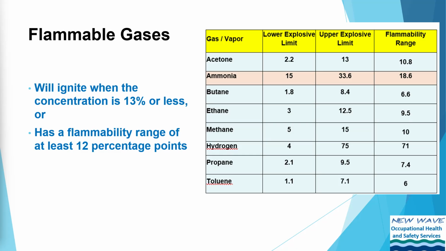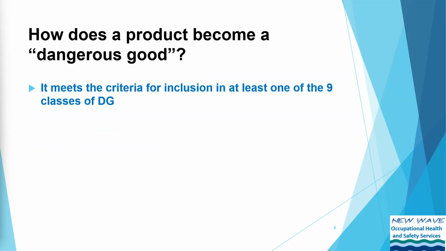And that is one way a product becomes a dangerous good. You compare your product against the listed criteria, and if it meets any of them, it is a dangerous good. But as I mentioned earlier, there is a second way. If a product is listed in Schedule 1 of the regulations, it is also a dangerous good.